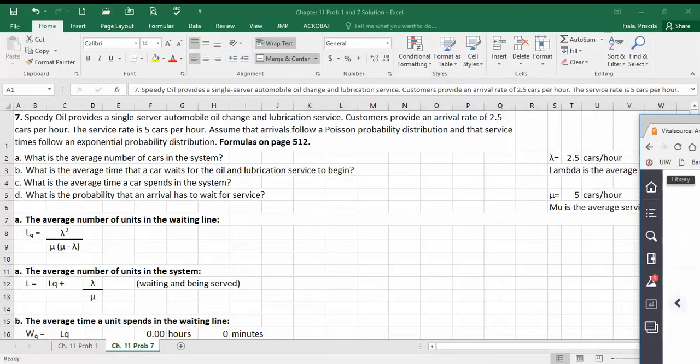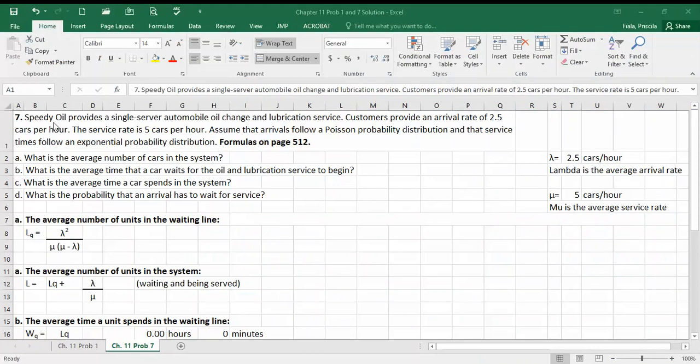Okay, so we're going to be removing this. So right here I put, what is the average? The problem says Speedy Oil provides a single server automobile oil change and lubrication service. It already tells you a single server. Customers provide an arrival rate of 2.5 cars per hour. The service rate is 5 cars per hour. Assume that arrivals follow a Poisson probability distribution and that service times follow an exponential probability distribution. Again, this section of the book is called single server with a Poisson probability distribution and an exponential service time.